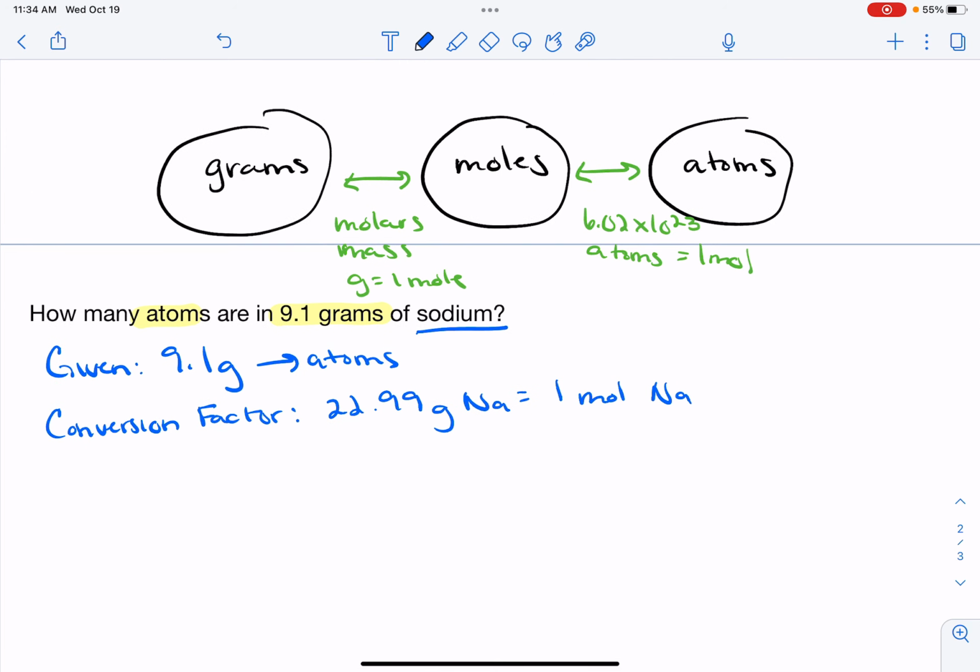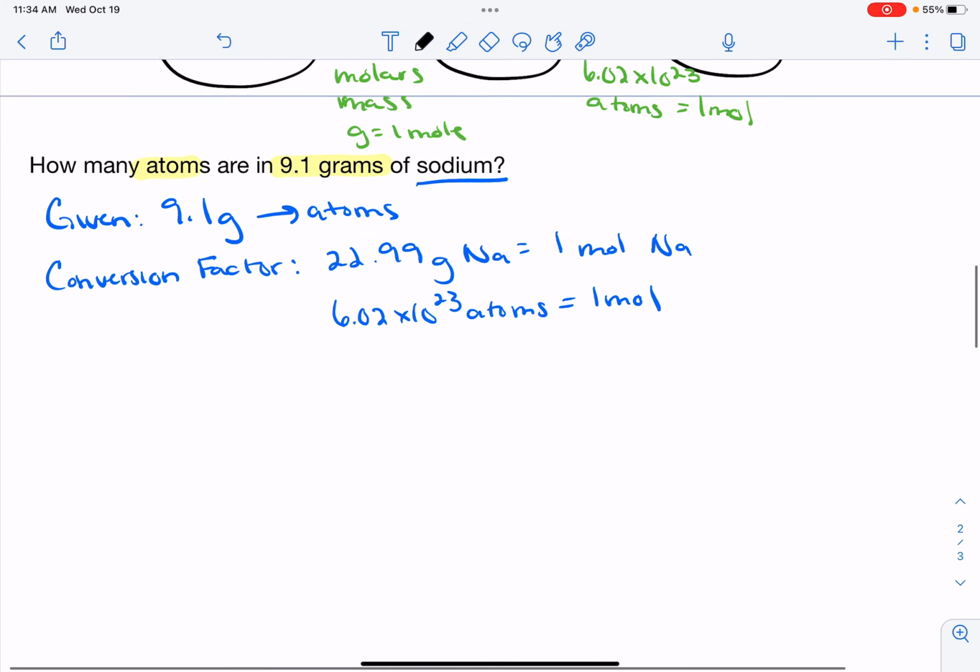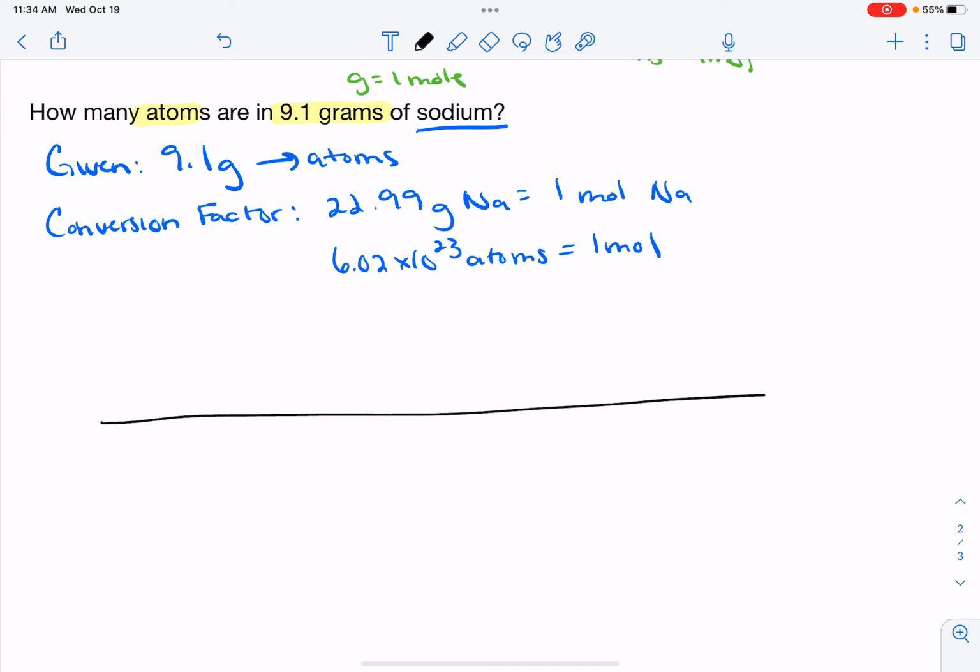But we can't stop there because we're looking for atoms. So we need to use that second conversion factor. And just like we said before, this one's always going to be the same. It's always going to be 6.02 times 10 to the 23rd atoms equals 1 mole, and it doesn't matter what element it is. So now we have two conversion factors and our given value, and we are going to set up our train tracks. Again, it's going to be a two-step problem.